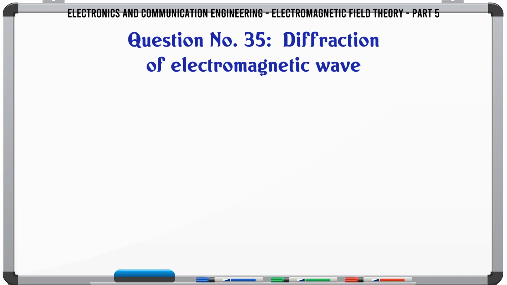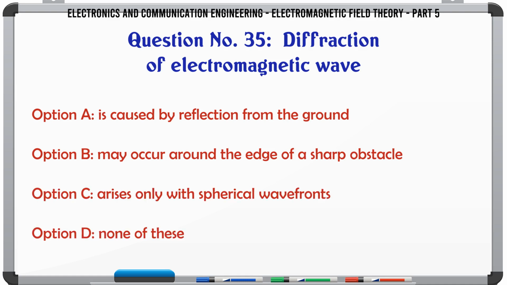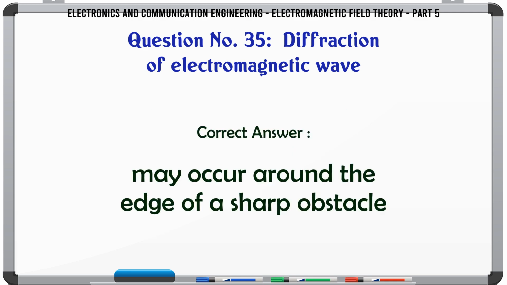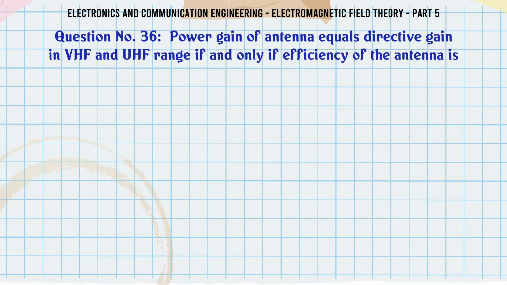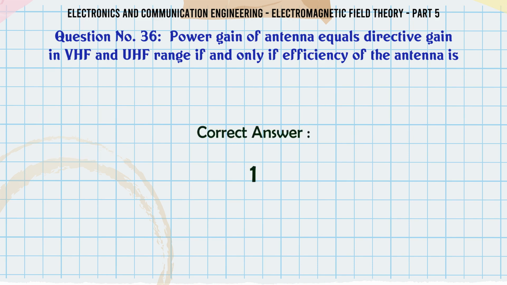Diffraction of electromagnetic wave. A. Is caused by reflection from the ground. B. May occur around the edge of a sharp obstacle. C. Arises only with spherical wavefronts. D. None of these. The correct answer is may occur around the edge of a sharp obstacle. Power gain of antenna equals directive gain in VHF and UHF range if and only if efficiency of the antenna is A. 0.25, B. 0.5, C. 0.75, D. 1. The correct answer is 1.